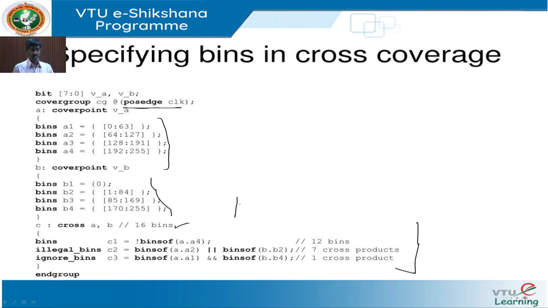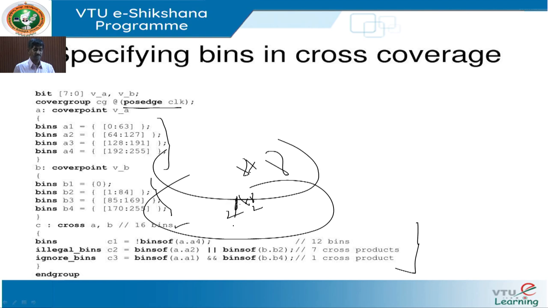There are cross points, 8 cross 8, 2 to the power of 8 cross 2 to the power of 8. So you need to have 16 bins, 4 plus 4. In that, I am taking C1, not of bins of A.A4. A.A4 means A inside A4. Whenever this is attained, it should be negated. C2 is bins of A.A2 or bins of B.B2, so 7 cross products will be considered.